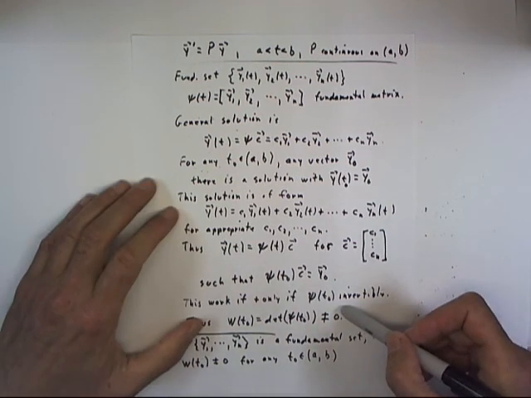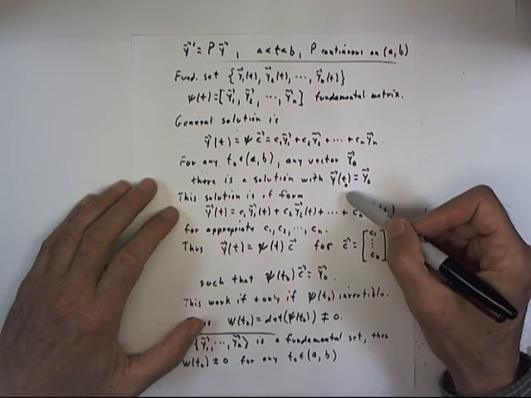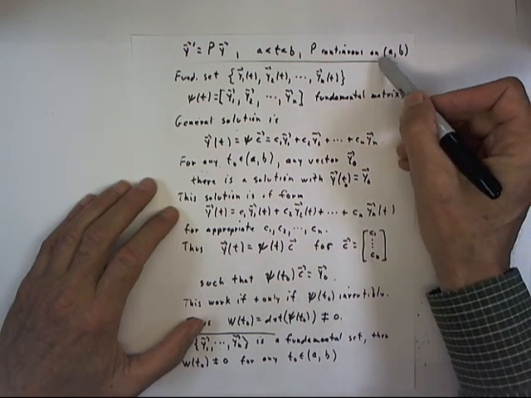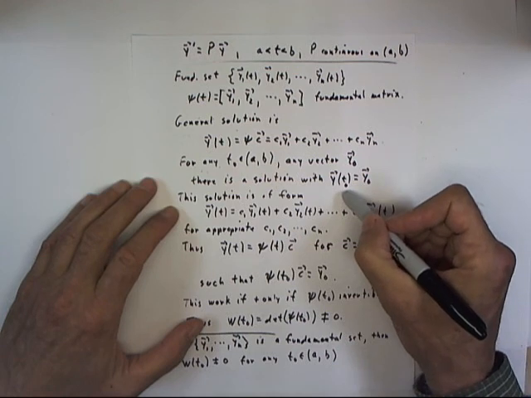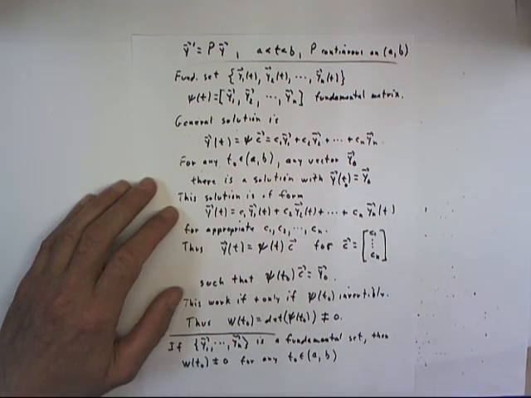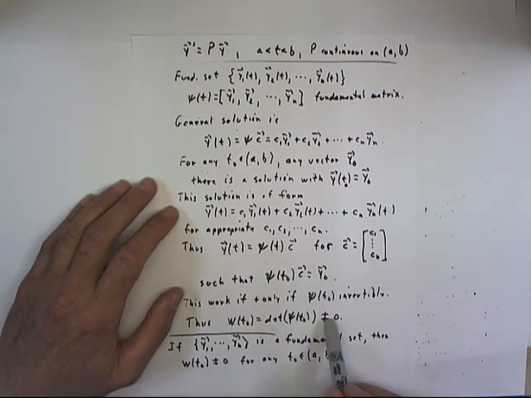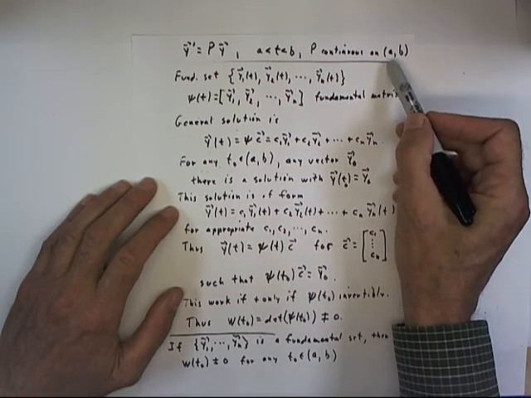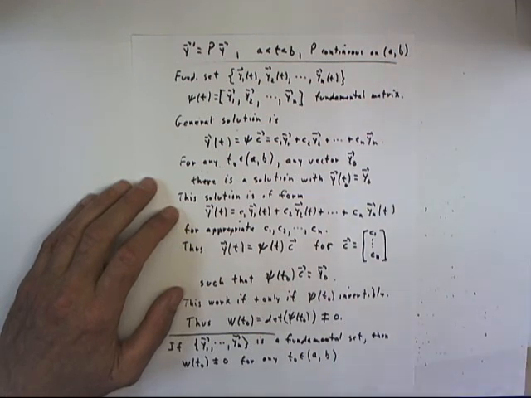Now, there was no assumption of what value between a and b corresponds to t naught. T naught could have been any value between a and b, and this still holds, meaning the Wronskian is non-zero for every value of t naught between a and b, so that the Wronskian is non-zero on the whole interval from a to b, at every point between a and b.